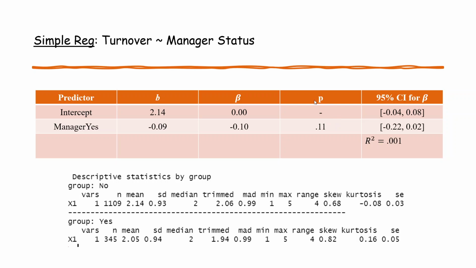As we look at our p-value, the p-value is 0.11, and again that's non-significant at the 0.005 criterion level. And here's our confidence interval for our standardized slope. Again, as I mentioned, this also includes 0, which backs up the fact that our p-value was not significant. Our r-squared shows that less than 1% of the variation in turnover intentions is explained by manager status. Actually, less than 0.1% of the variation is explained by manager status. And again, that makes sense because it was a non-significant predictor.